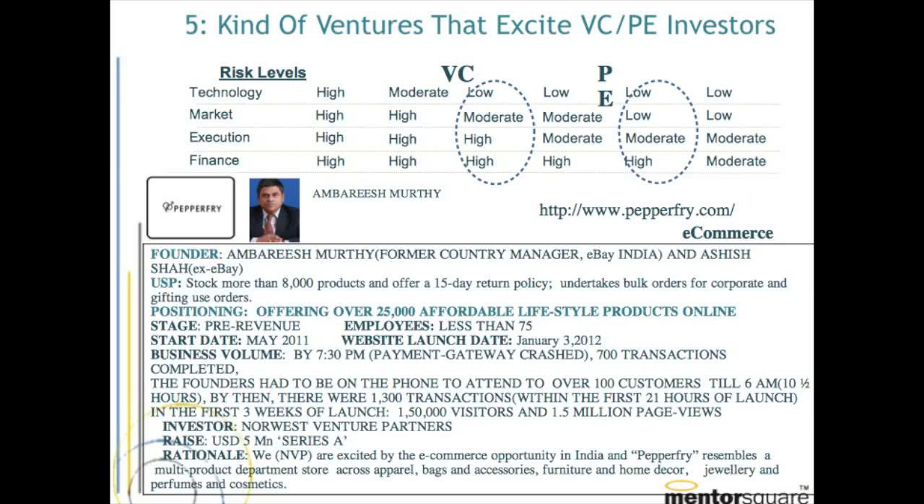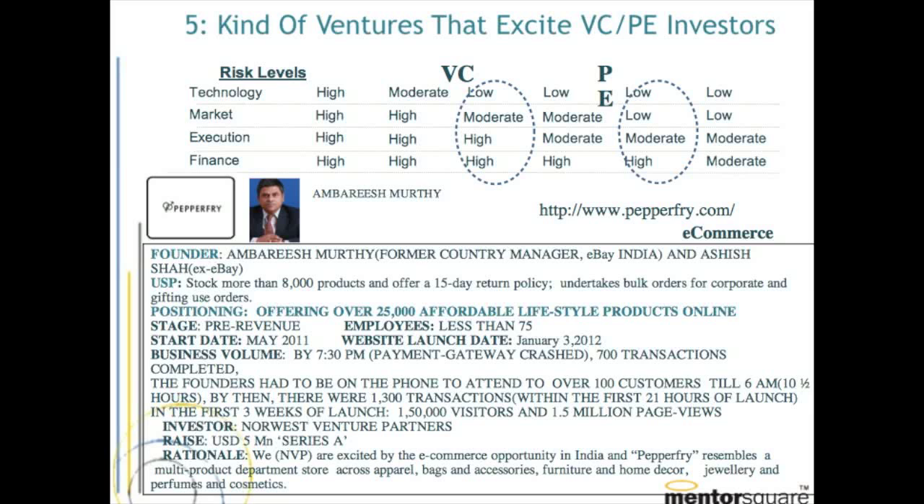So let's look at a typical venture which was funded recently, a venture called Pepperfry, and the founder is Mr. Ambarish Murthy, who was the former country manager of eBay in India, and Ashish Shah, a colleague of his. What is the USP? They stock more than 8,000 products.